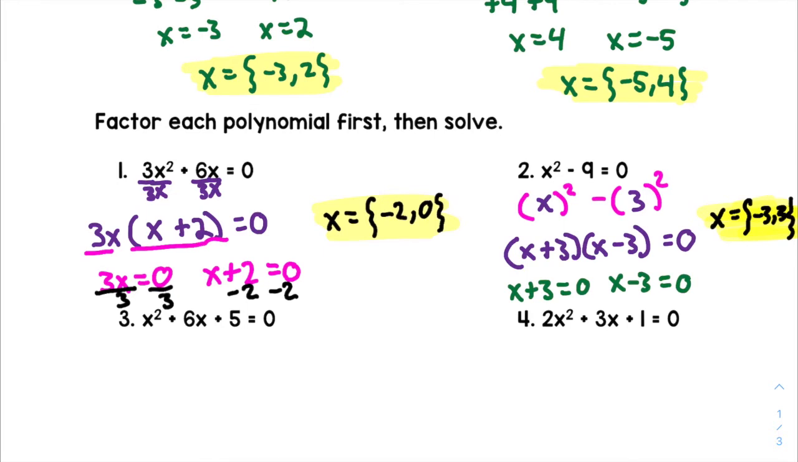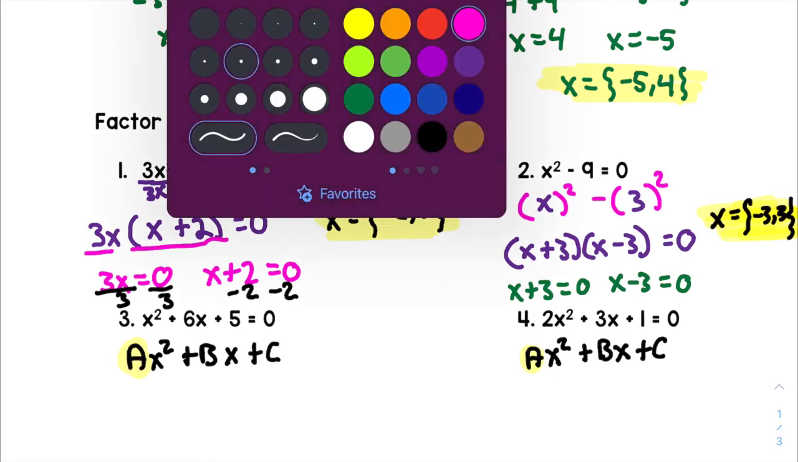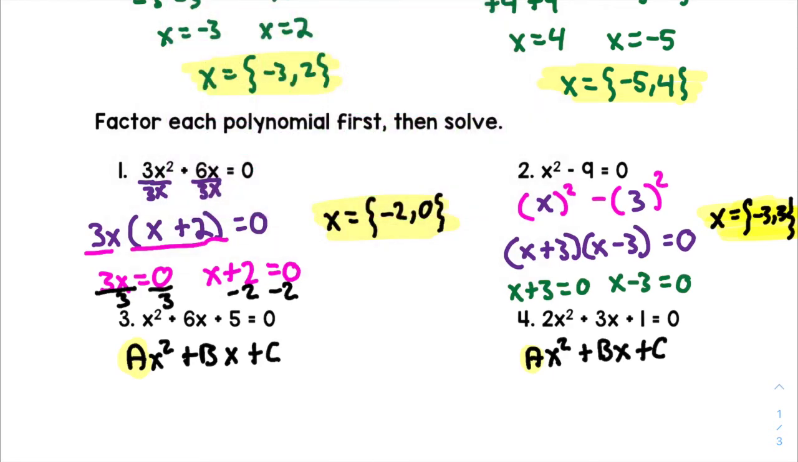Problem number 3 is in the form ax squared plus bx plus c, as well as problem number 4. The difference between the two is that the a value, or the leading coefficient, in problem number 3 is 1, and in problem number 4 is not 1. It happens to be 2. So we're going to use 2 different methods in this case to factor. We're going to rewrite the trinomial as a multiplication problem.